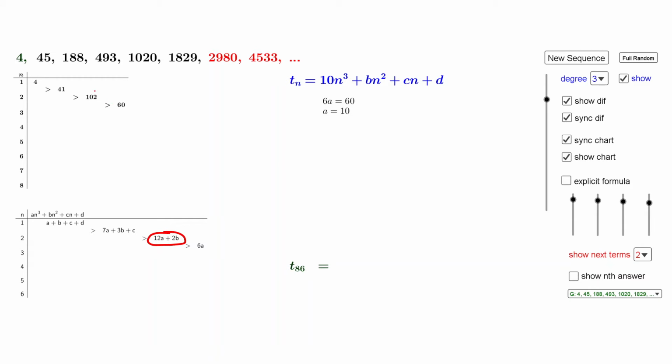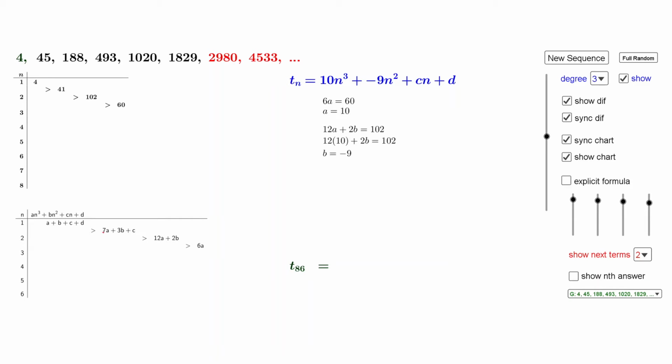12a plus 2b has to be the same as 102, because the 102 is in the spot that says 12a plus 2b. No matter how complicated this 3rd degree polynomial, or this 3rd degree sequence, is, that's going to be the case. So I'm going to set 12a plus 2b equal to 102. I'm going to fill in my 10 for the a. 12 times 10 is 120. And I can work that out once I say 120 plus 2b equals 102. 2b will equal negative 18, so b equals negative 9. I now have 2 of my unknowns figured out.